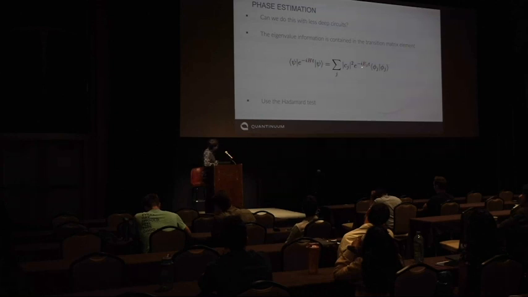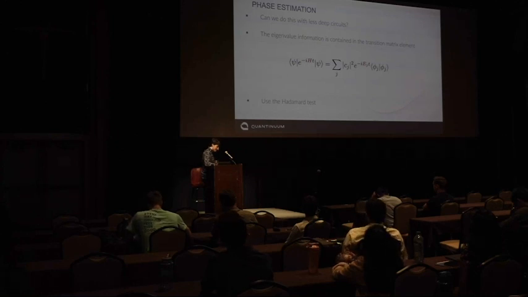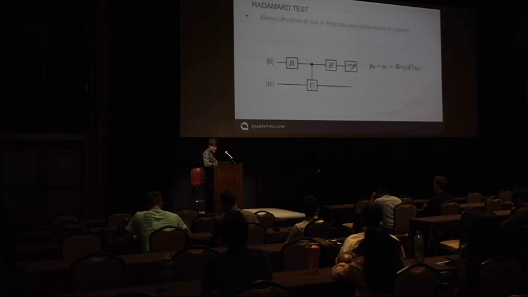The phase information, the eigenvalue information, is inside this transition matrix element. So how do we implement transition matrix elements on a quantum computer? Simple bracket operations. The answer is the Hadamard test. To summarize, the Hadamard test is basically when you have a controlled unitary. It doesn't have to be an eigenstate as well. It just has to be some state.